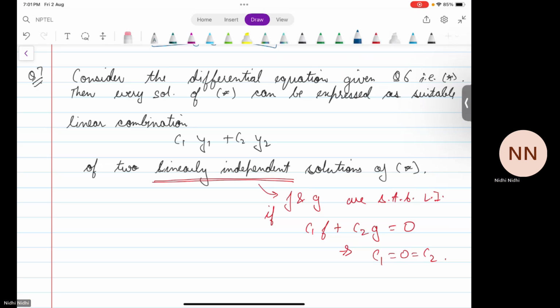Okay, I'll wait for 5 minutes for you to try this question. You can just start with a general solution of star, then look at the Wronskian of y1 and y2.